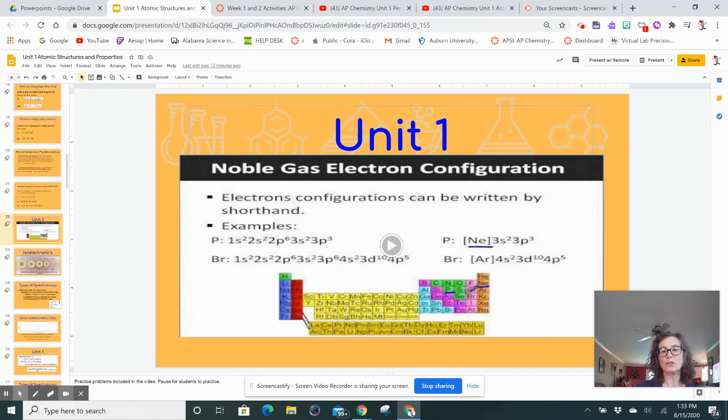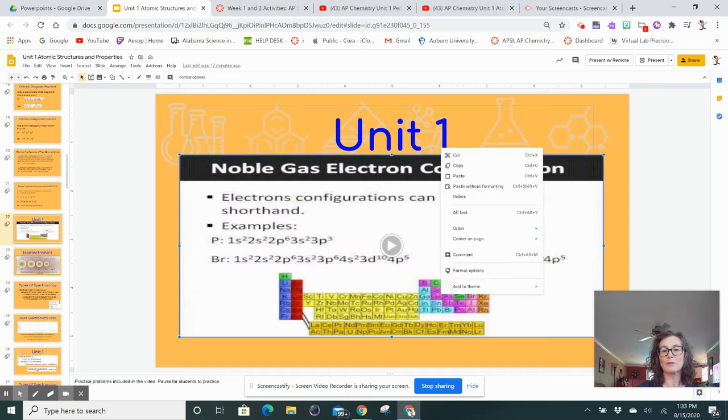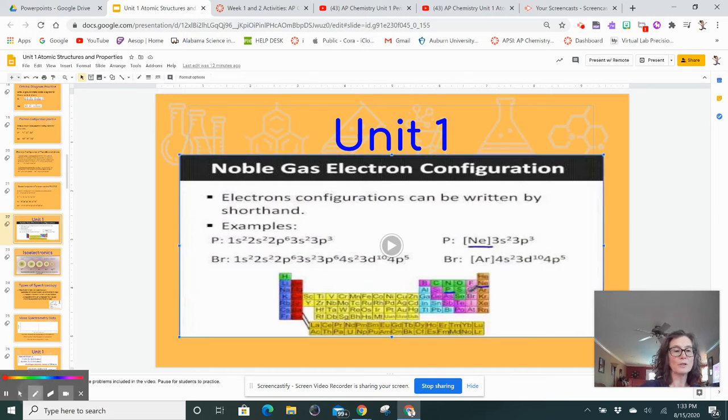Noble gas configurations, again, we just go back on the periodic table. So from phosphorus, we go backwards to neon, and then whatever's left over, we write after that. You can play that video in the PowerPoint. It's just a little extra review for noble gas configurations.